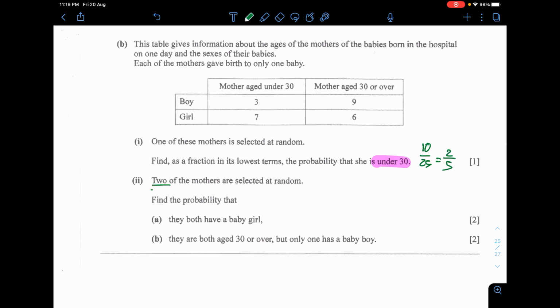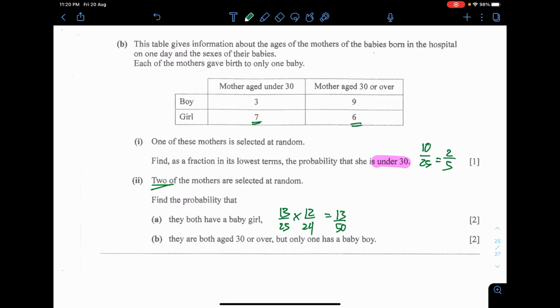Two of the mothers. Oh, be careful. You are picking 2 mothers. Meaning that once you take one mother, for the second mother you only have a fewer number of people to pick. You'll see later. Probability that both of them have a baby girl. Baby girl, 7 plus 6. There are 13 of them. So 13 over 50 multiplied by 12 over 49. Wait, we have 25 mothers here. My bad, 24. Yeah, multiply this, I got 13 over 50.